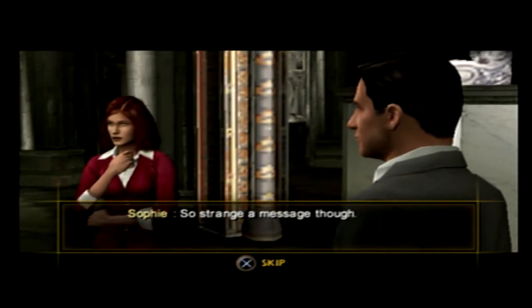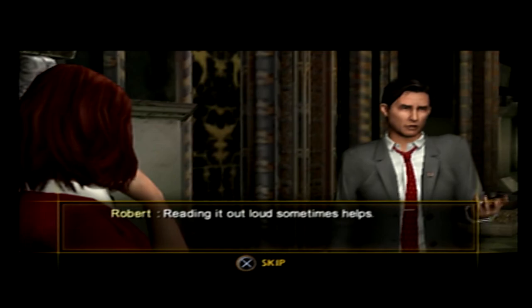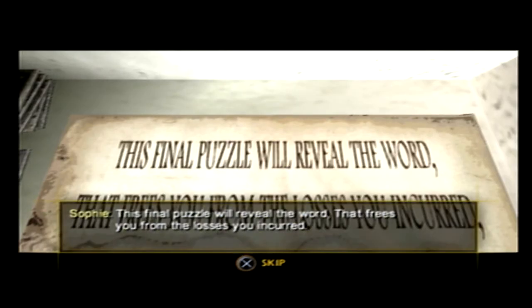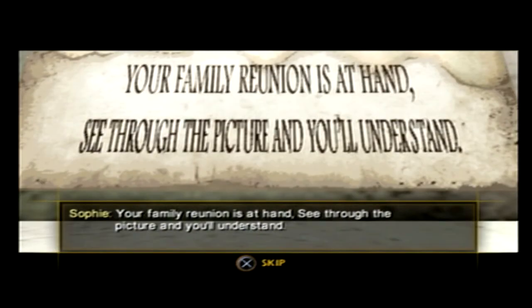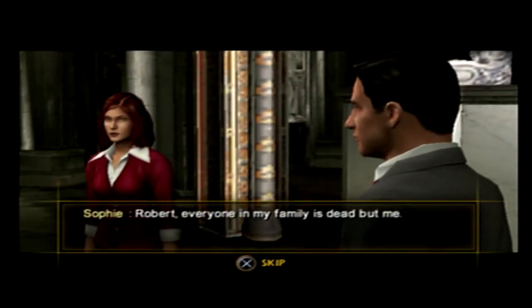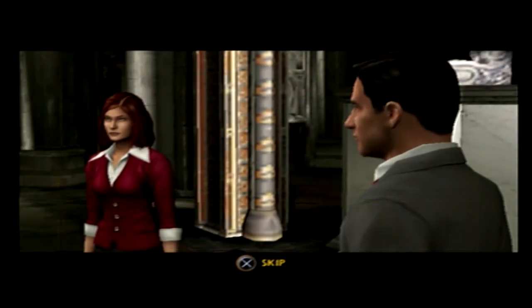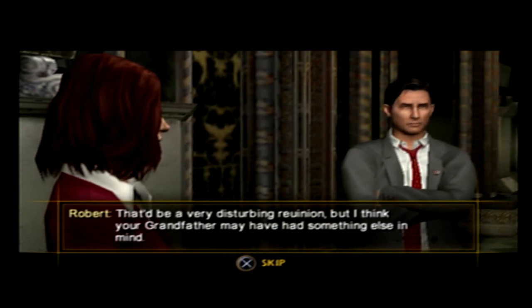So strange a message, though. Reading it out loud sometimes helps. This final puzzle will reveal the word that frees you from the losses you incurred. Your family reunion is at hand. See through the picture and you'll understand. Family reunion. Robert, everyone in my family is dead but me. That'd be a very disturbing reunion. But I think your grandfather may have had something else in mind.